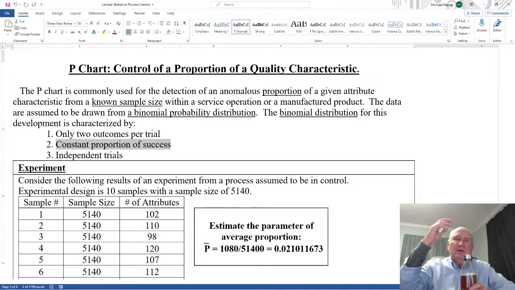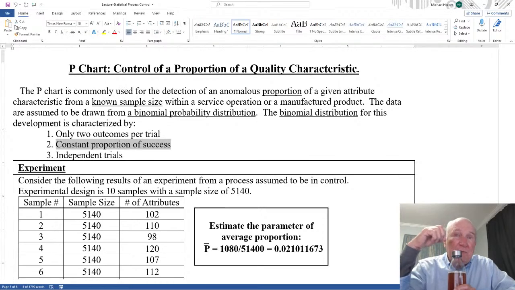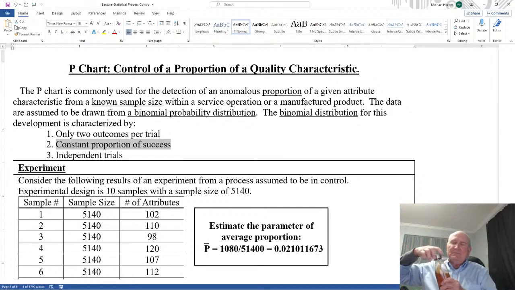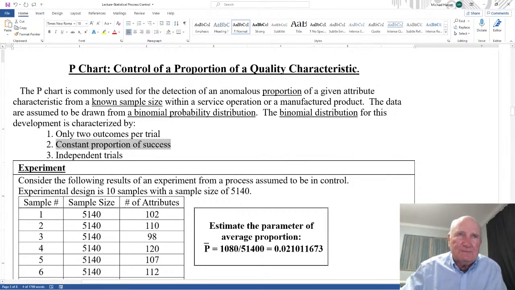The lower the probability or the lower the number of defectives, the better it is, right? 1 out of 2, that's not very good. 1 out of 100, that's pretty good. 1 out of a million, 1 part per million, or per billion, that's really good. Anyway, that's the idea. Now that's the second one. Now the third one is independent trials.